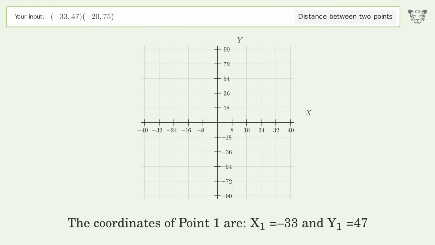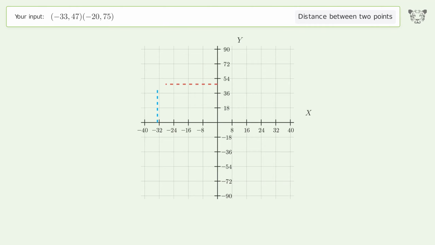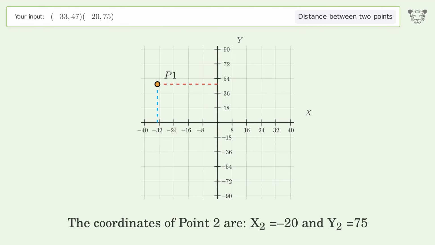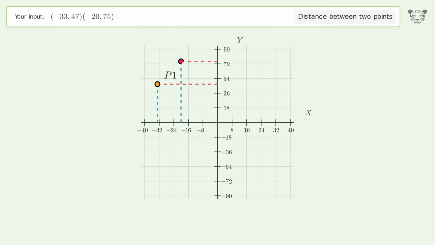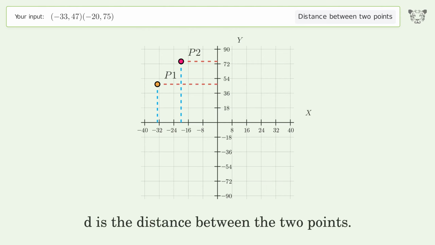The coordinates of point 1 are, x1 equals negative 33 and y1 equals 47. The coordinates of point 2 are, x2 equals negative 20 and y2 equals 75. D is the distance between the 2 points.